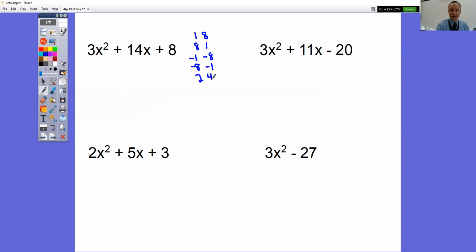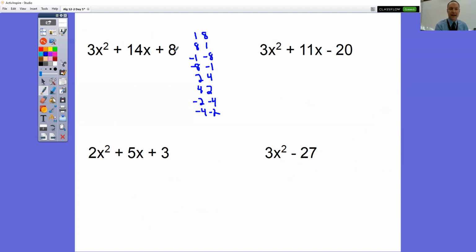We have 2 and 4, 4 and 2. And then we have negative 2 and negative 4. We have negative 4 and negative 2. Now, let's use some common sense. If I'm doing a negative and a negative, I'm going to get negative numbers in the middle.